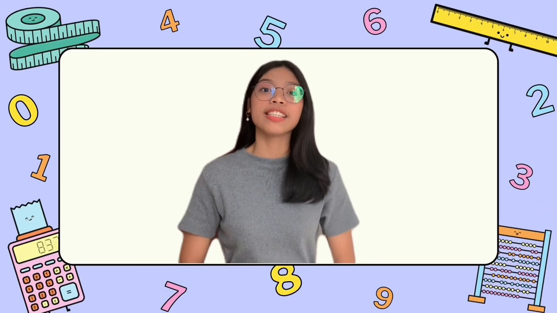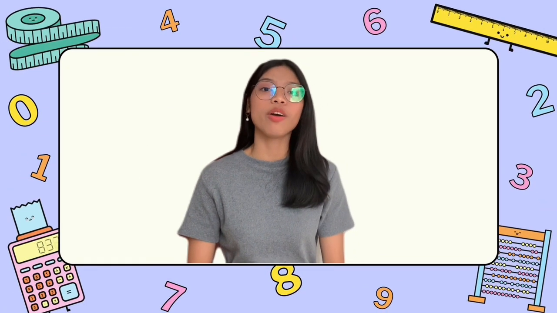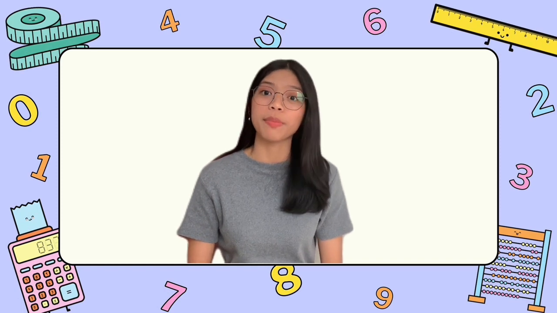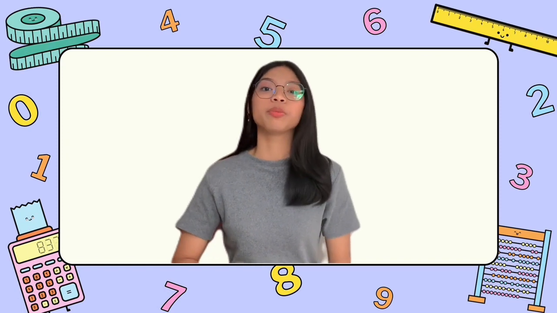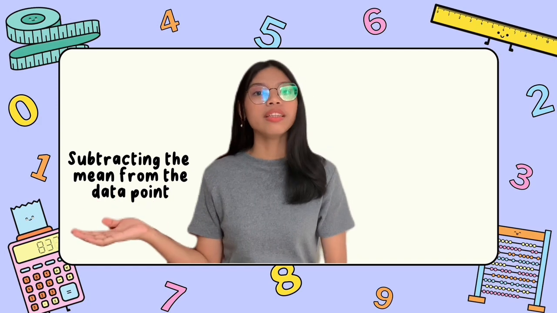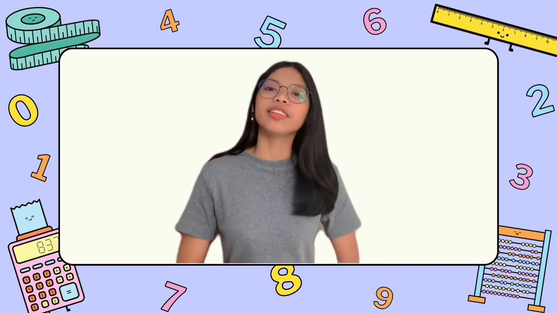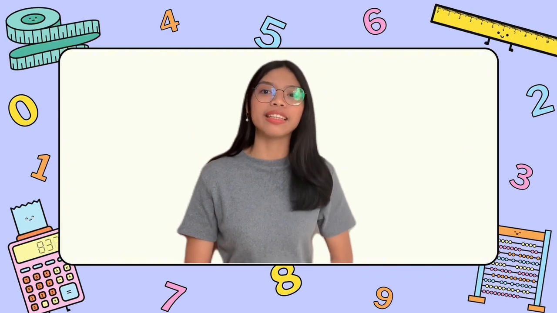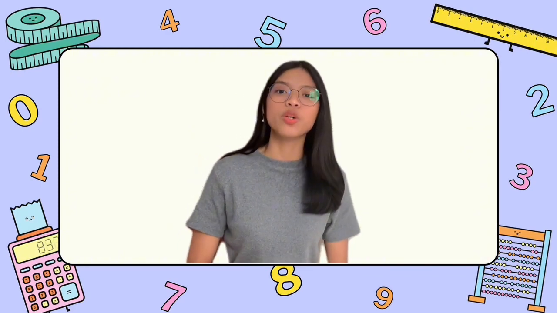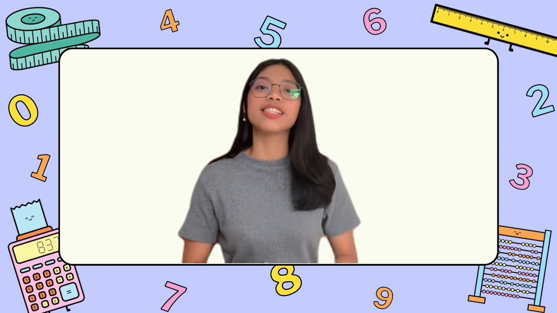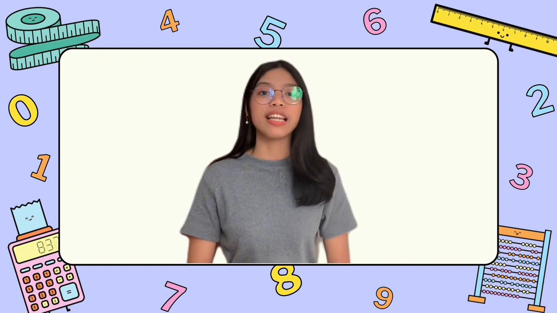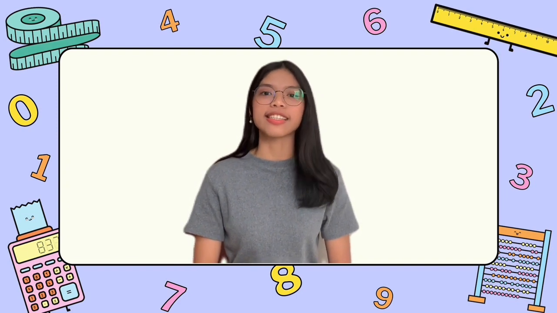The z-score is a statistical measure that determines how far a data point deviates from the mean. It is calculated by subtracting the mean from the data point and dividing the difference by the standard deviation. The standardized score helps in understanding the relative position of a value within a dataset and is commonly used in statistical analysis and hypothesis testing.